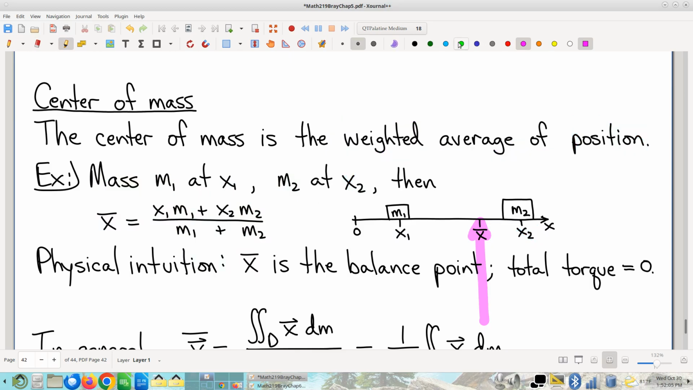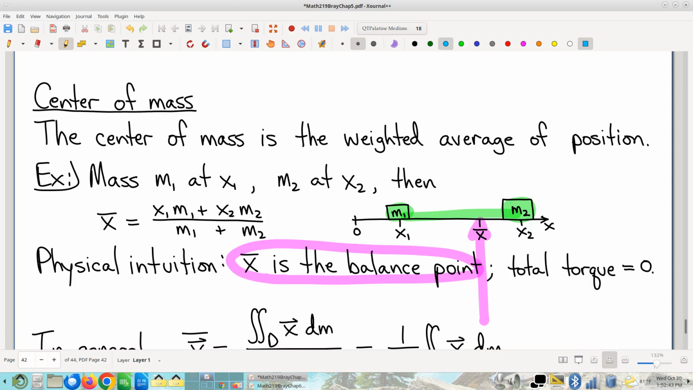If you were to think about your situation of having two masses as being connected by a massless, imagine a little piece of balsa wood, right? A very ignorable amount of mass between, let's say, two heavy pieces of metal, iron, little weights. And you want to know, where would you put your finger to make it balance? It turns out that that is another take on the weighted average. It's the balance point. And the idea is that the torque adds up to 0.